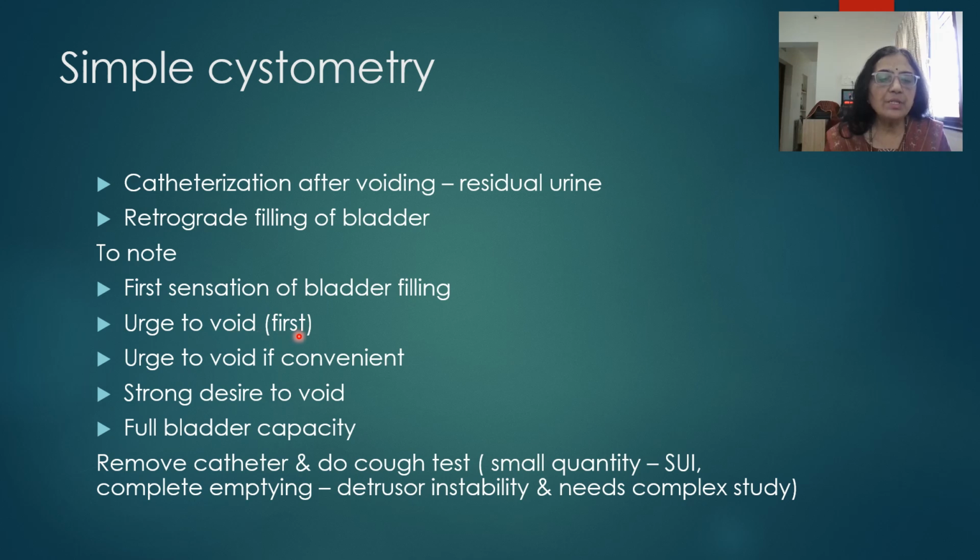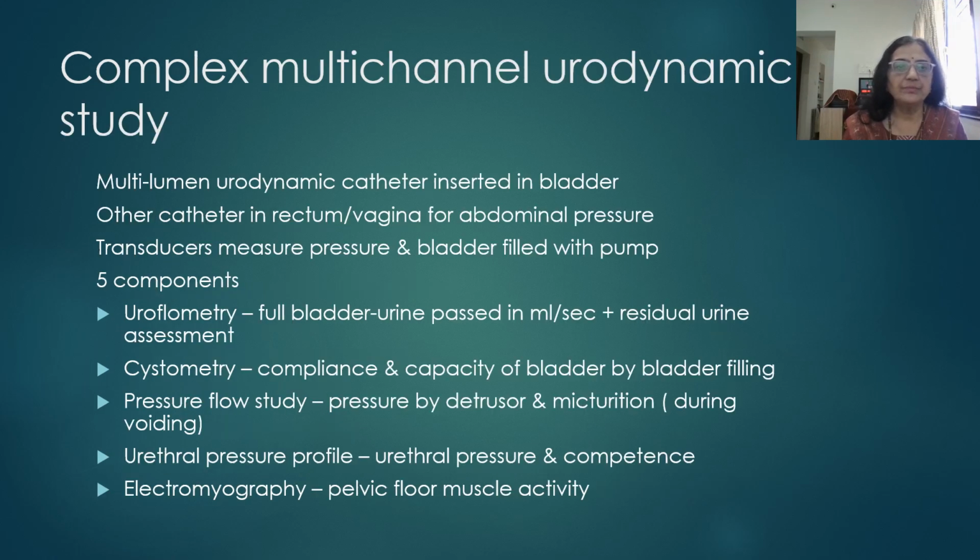Urge to void for the first time, we have to note. Urge to void, if convenient, we have to note. And strong desire to void also we have to note. And we have to note the full bladder capacity. Then we have to remove the catheter and ask the patient to cough or strain. If passage of a small quantity of urine is there, it is suggestive of SUI. But if there is a complete emptying, it is suggestive of detrusor instability. And for confirmation, it needs a complex multi-channel urodynamic study.